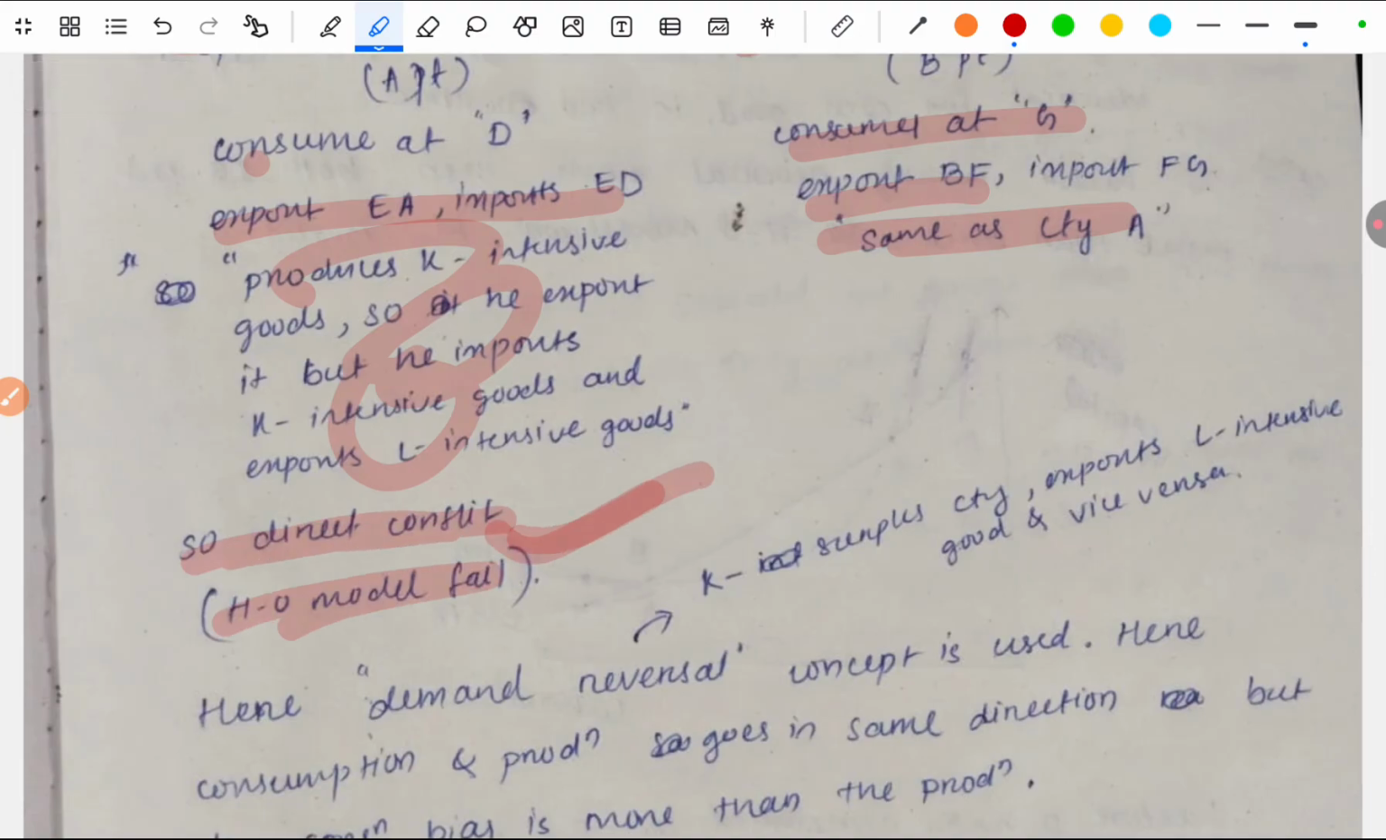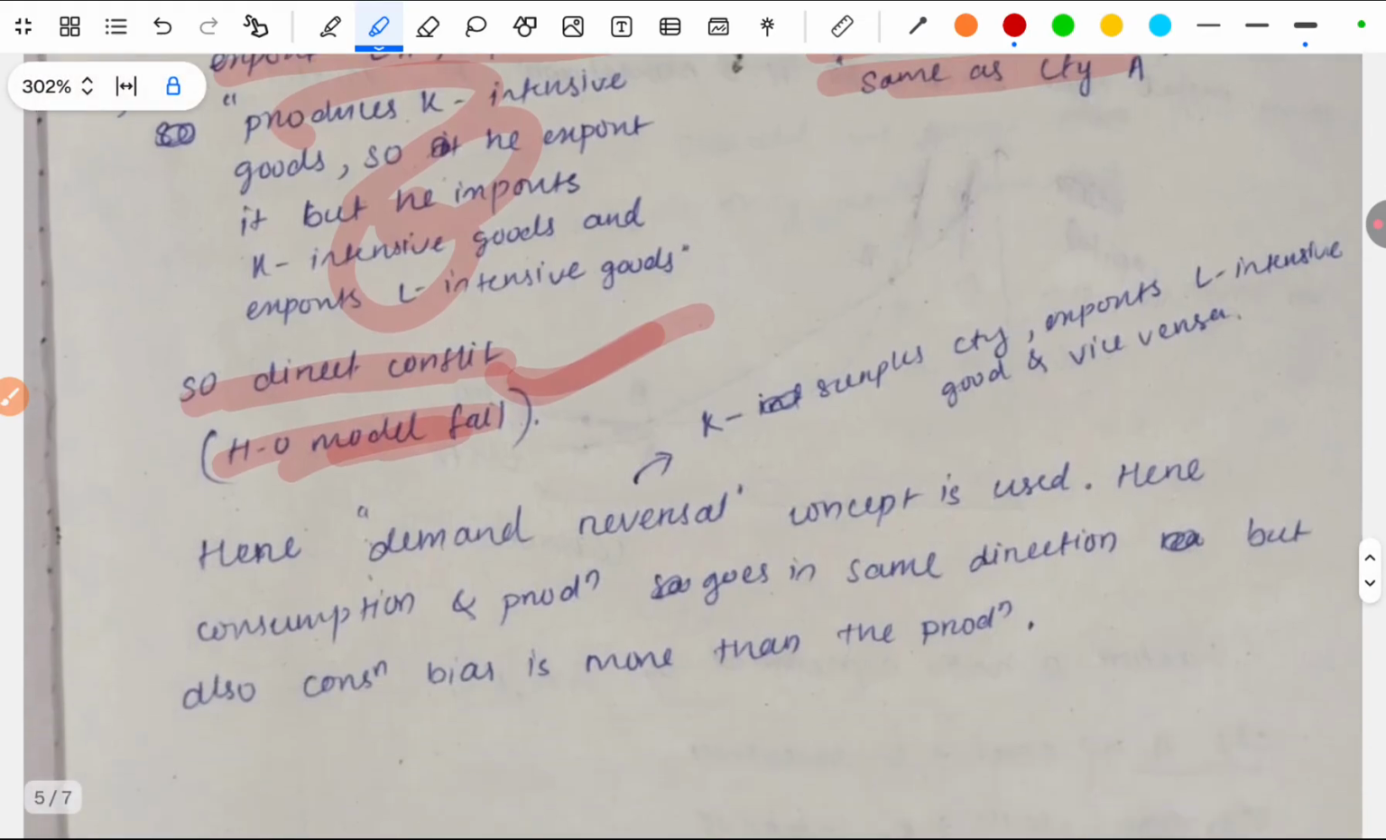Why is it a direct conflict? The HO model says that one country produces capital intensive goods, so it will export capital intensive goods, obviously, and another country produces labor intensive goods, it will export labor intensive goods. But in this model, it produces capital intensive goods but exports labor intensive goods and imports capital intensive goods. So there is a direct conflict, and this HO model fails.